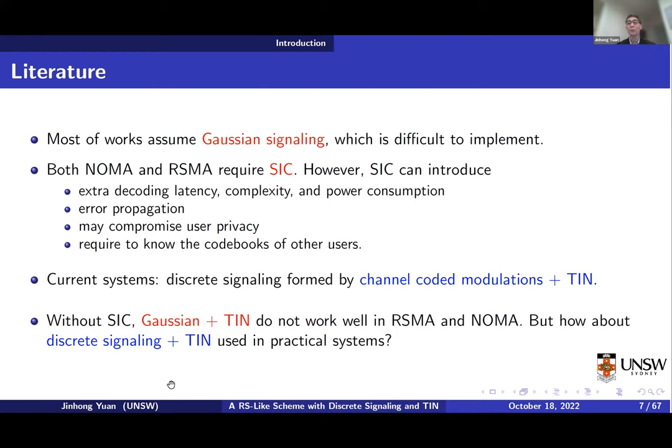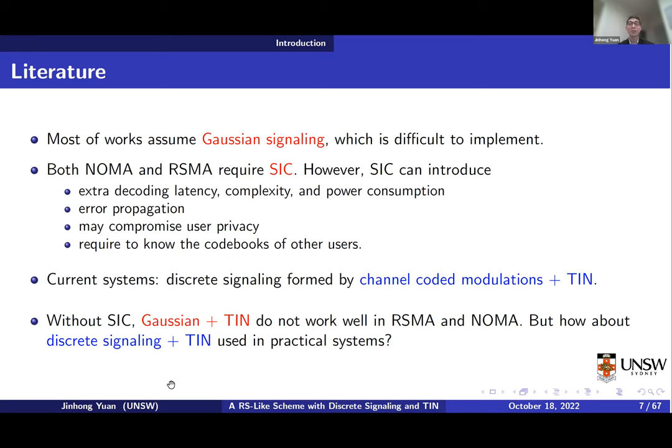But it is difficult to implement in a practical system, say, how you design Gaussian signal cancellation, how you have a Gaussian codebook. So both NOMA and rate splitting multiple access require SIC. But when you have SIC at your receiver side, there are a few issues that need to be carefully considered. One is extra decoding latency, complexity, and power consumption. Another thing with SIC is error propagation.